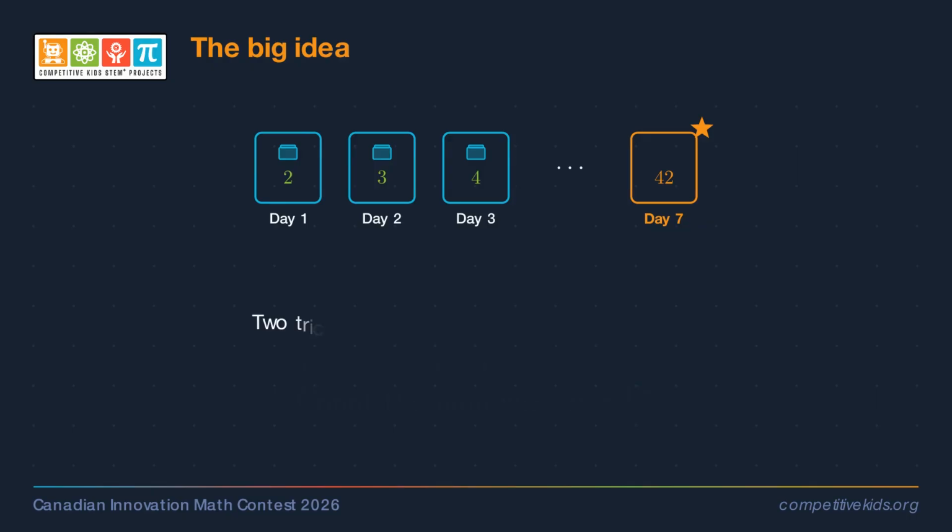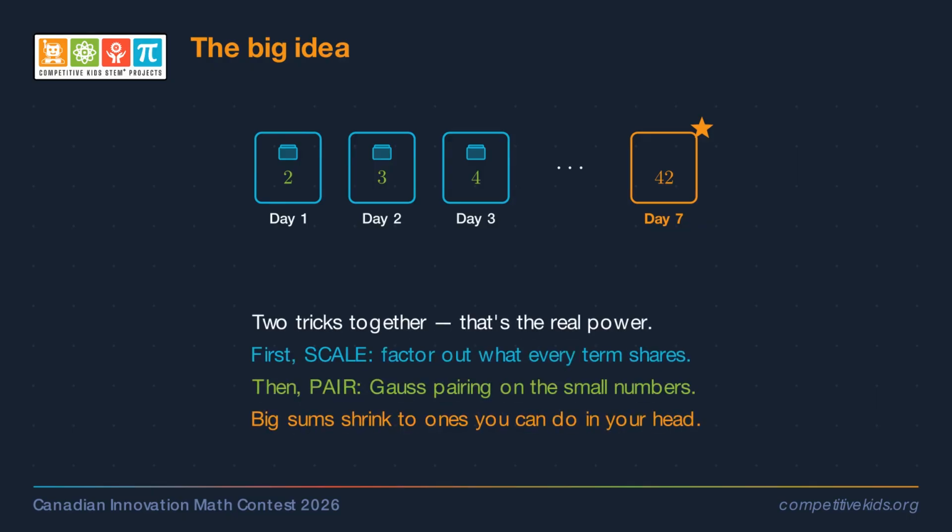And here is the big lesson. 2 tricks work together today. First, scale the problem down by what every term shares. The big numbers shrink into small ones. Second, use Gauss pairing on the small numbers. The same trick we've used twice before. The more tricks you learn, the more you can combine. That's what makes you a strong problem solver.